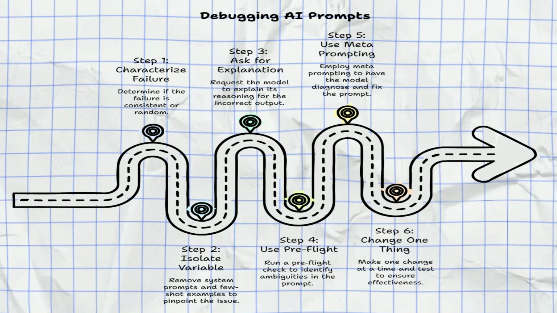Step 6 is change one thing at a time. So always make only one change per iteration. Then run the test suite, measure it. Never change multiple things simultaneously because you will not know what change actually worked.